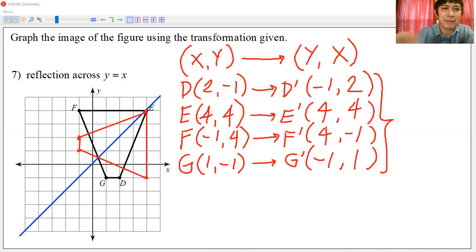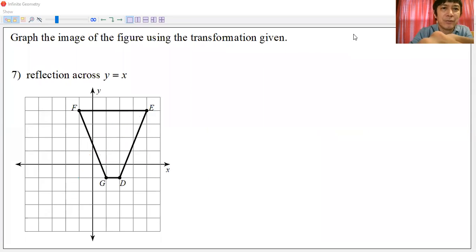Okay, let's check and verify. There, looks correct. So our drawing is correct. All right, that's for number 7 example. Let's continue with number 8. Let me clear this.